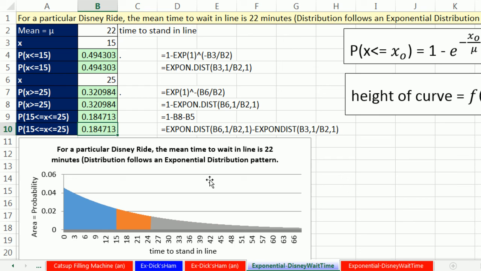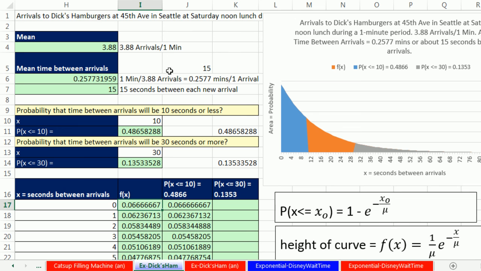All right, in this video, we talked about the exponential distribution. Great when you have mean wait times, like for a Disney ride, or you have average time between arrivals, like in our Dick's Hamburger restaurant example. That's it for Chapter 6, Continuous Probability Distribution. Next chapter, we'll get to talk about the amazing central limit theorem. We'll see you next video.